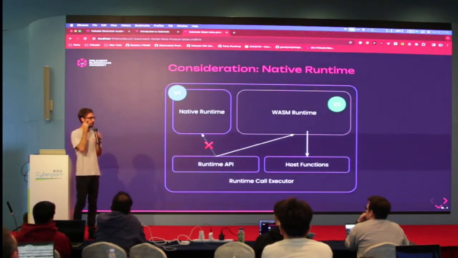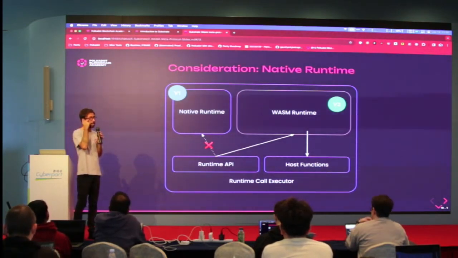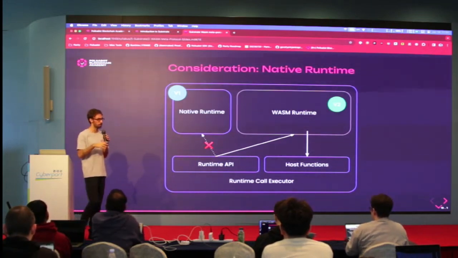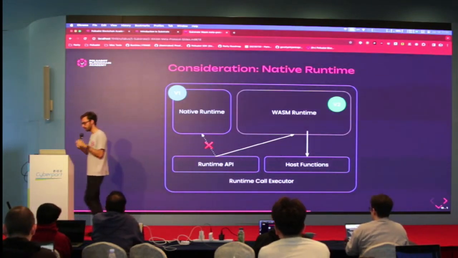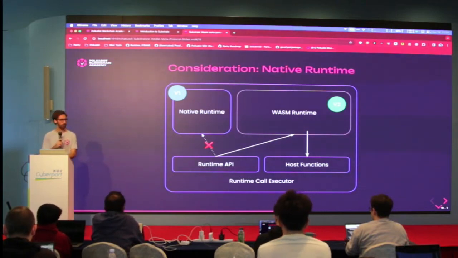So I think very soon the native runtime will be gone, and this will also enable a bunch of other features that we are interested in. So know about it, but at this point, know that it's also going away. Yes?